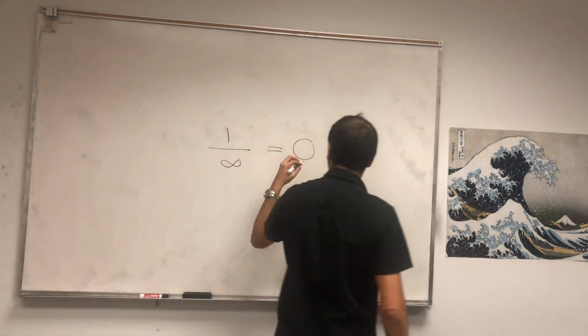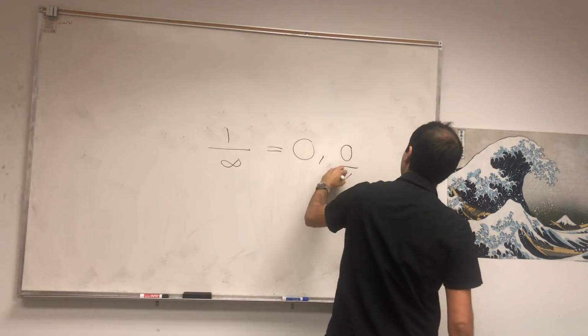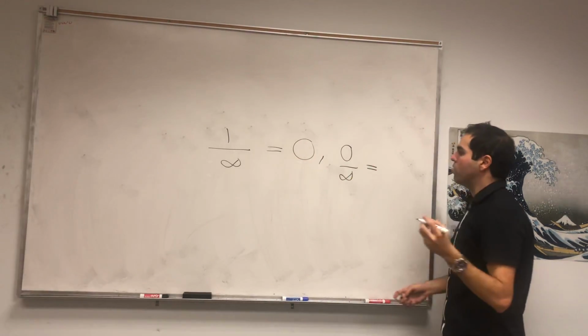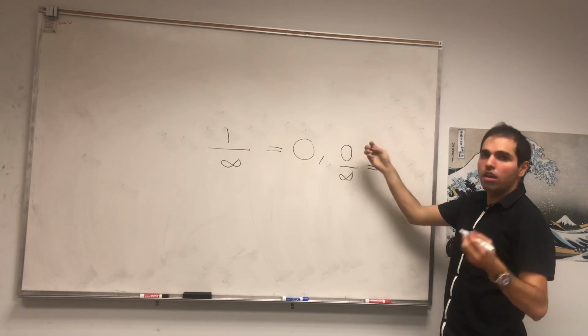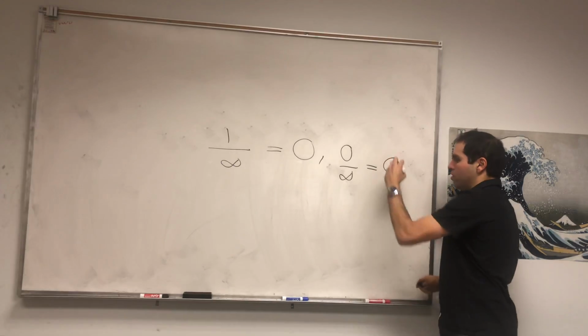And similarly, there's 0 over infinity. Again, no tug-of-war going on at all. This is a large number. This is nothing. Nothing over a large number is also 0.